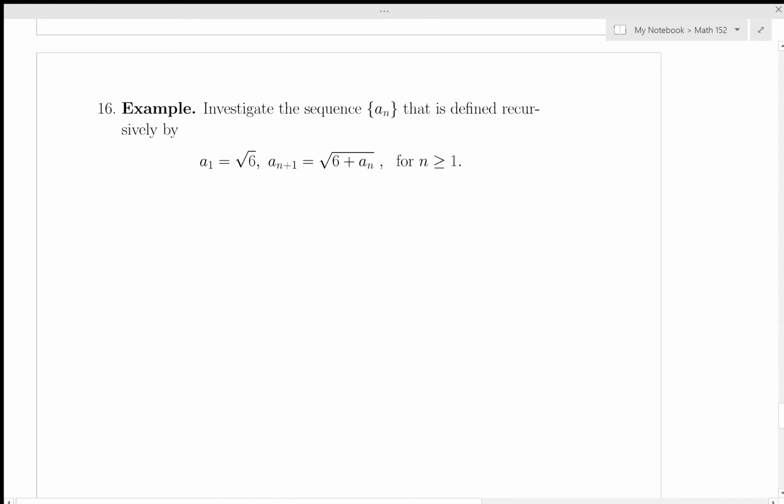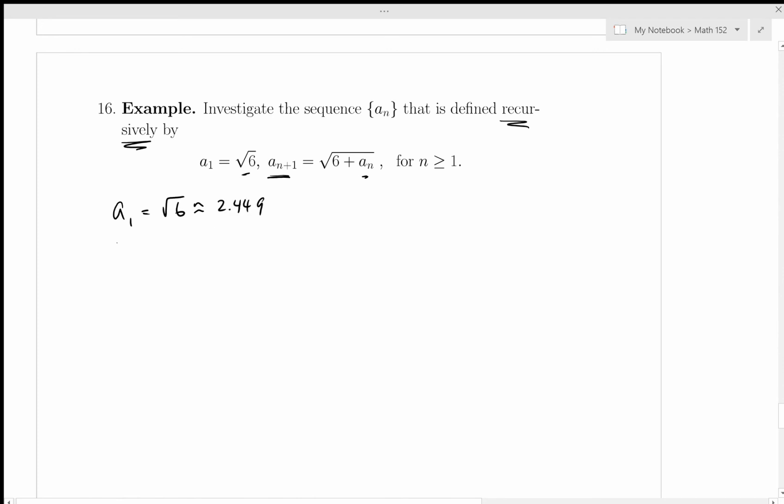Okay, so we have a sequence. The first thing that happens is it's defined a little bit differently than we are used to in the previous example. So here it's defined recursively. That means that the (n+1)th number in the sequence is defined in terms of the nth one. So let's just see how to calculate these ones. We get told that the first one is the square root of 6. So we know that a1 is equal to the square root of 6, which for the record is approximately 2.449.